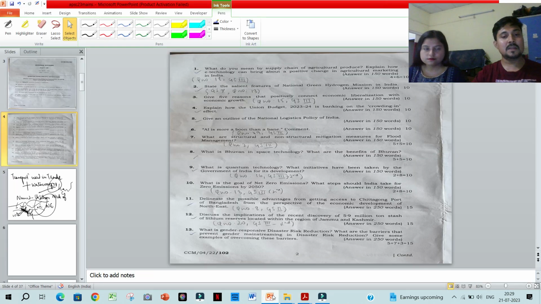We will now move on to the next question, question number 13. What is gender responsive disaster risk reduction and what are the barriers that prevent gender mainstreaming in disaster risk reduction? All of long question type, I say. Give some examples of overcoming these barriers.